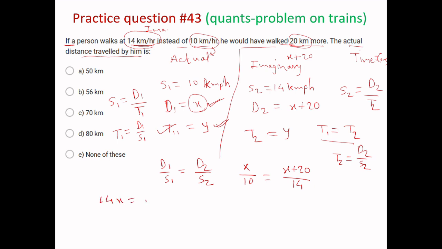After putting the values and solving it further, we can make it like this: 14x is equal to 10x plus 200, and this gives 14 minus 10, 4x is equal to 200, and x must be equal to 200 upon 4, which is 50. So x is equal to 50, unit is kilometer. Since it is distance, 50 kilometer is the right answer, and which is option A.